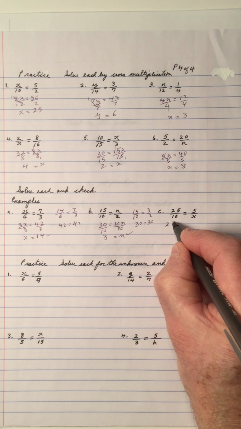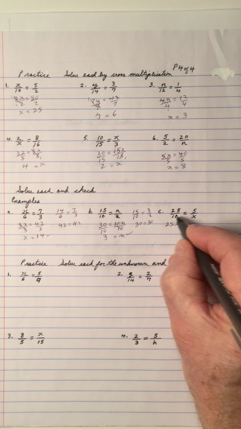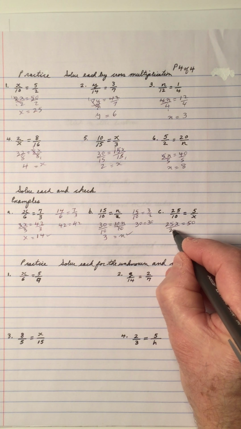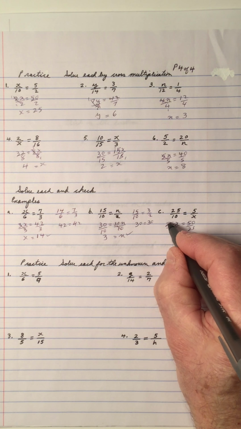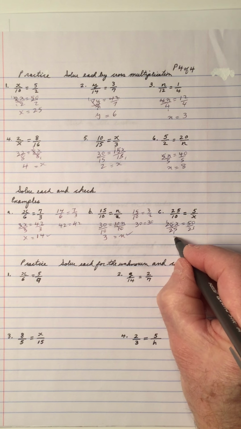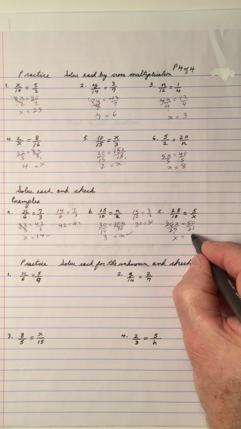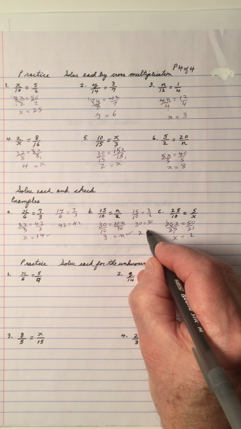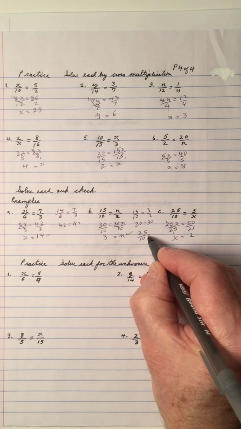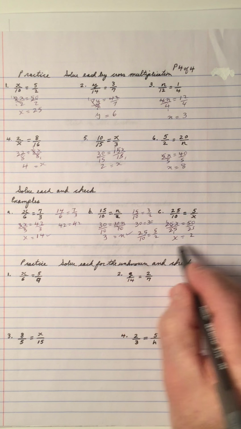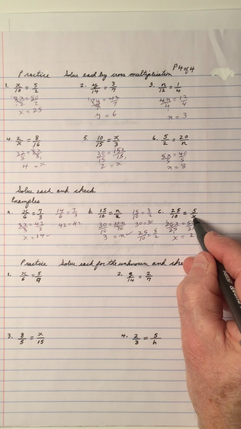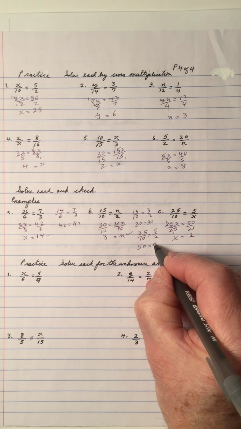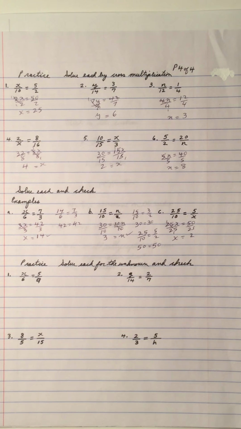Cross multiply. 25 times x is 25x. 10 times 5 is 50. And we've got to divide by 25. The 25's cancel. 1 each. x equals 2. Check. 25 over 10 equals 5 over 2. 2 is the answer, so we put 2 here. 25 times 2 is 50. 10 times 5 is 50. So that's how you solve and check.